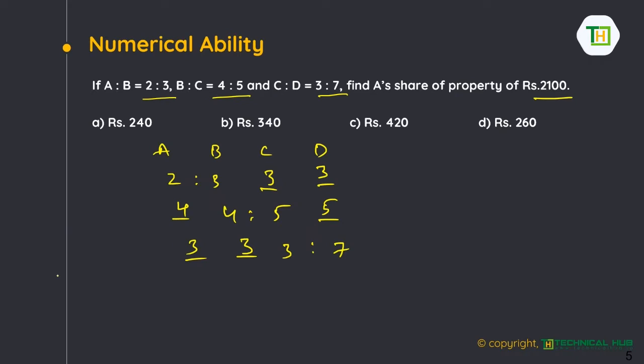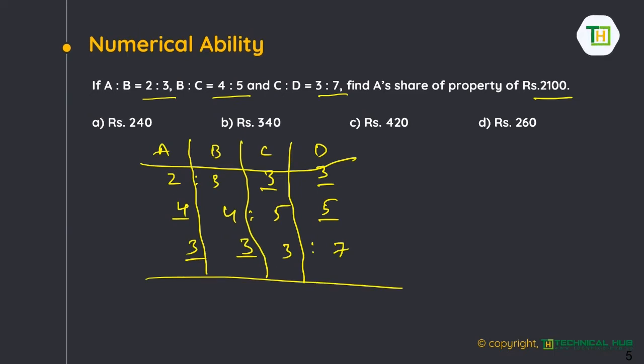Now our ABCD ratio is nothing but the product of these 3 numbers. If you observe carefully, in each and every product 3, 3, 3, 3 is the common value, and that will be cancelled. Now multiply the rest: 2 into 4, 8. 4 into 3, 12. 5 into 3, 15. 5 into 7, 35.